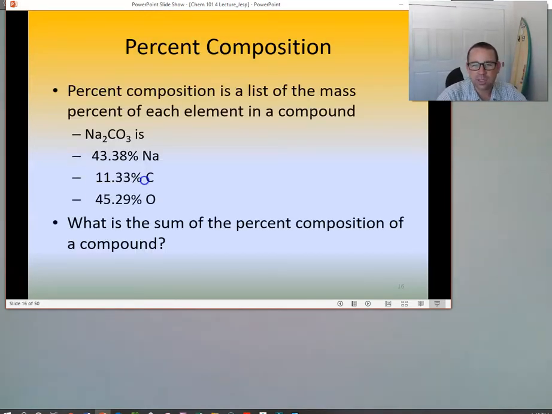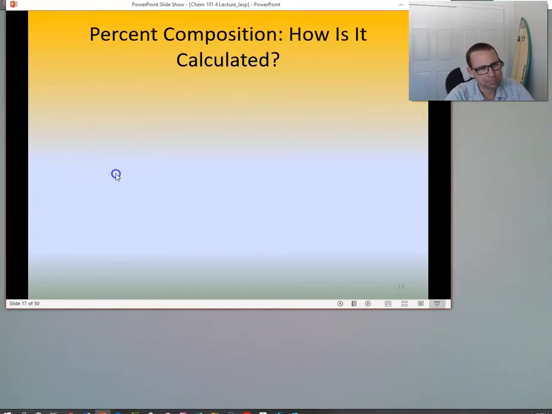And of course, the sum of all the percentages of the elements add up to 100%, right? All the elements in a compound, their individual percent composition adds up to 100%.